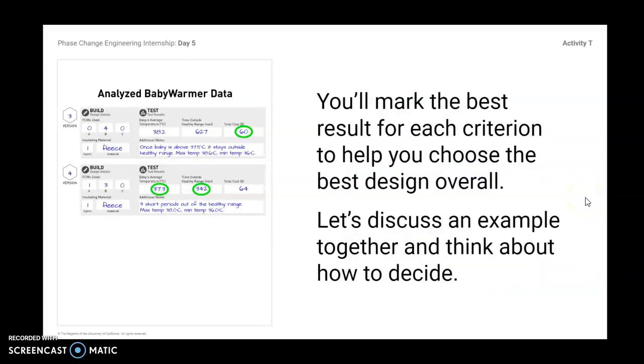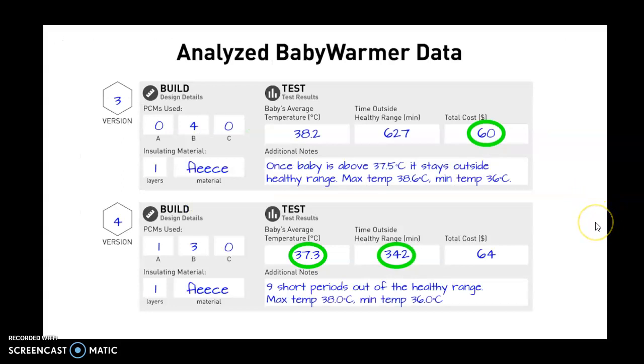All right, so you'll mark the best result for each criteria to help you choose the overall design. So mark those 3 things that we just discussed. We did say $60 is a little bit cheaper. It's $4 less. It's pretty close, but we're going to say that's a little bit cheaper. Let's discuss an example together and think about how to decide. So there's our 3 major pluses or pros.